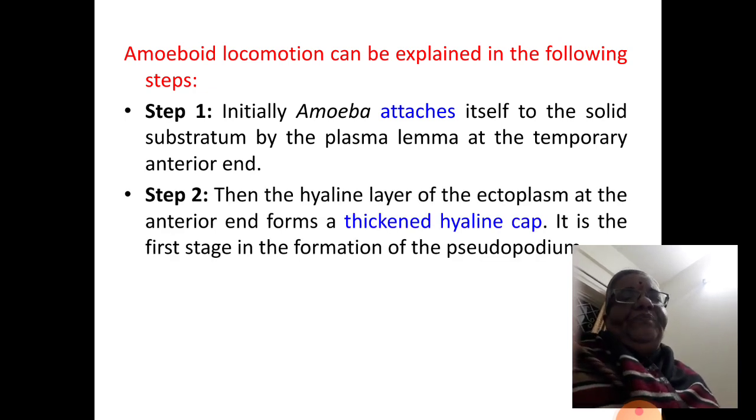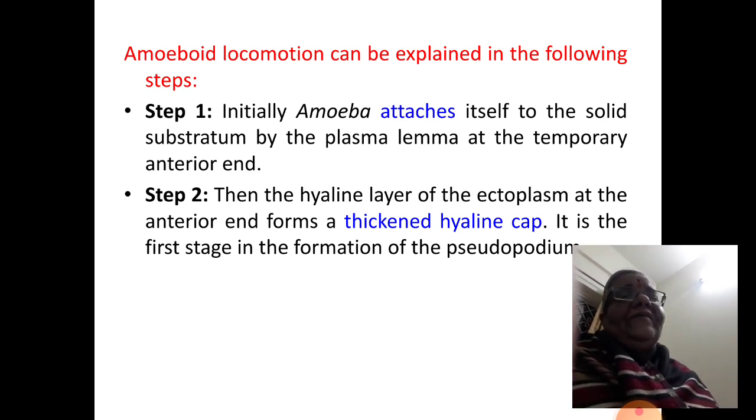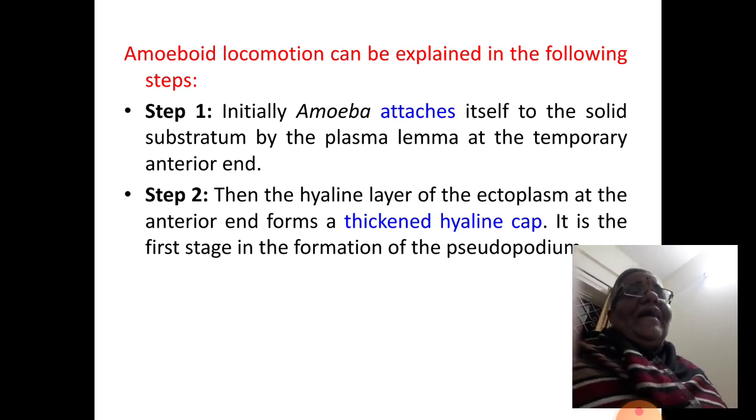Then step 2, the hyaline layer of the ectoplasm. I have told you there is ectoplasm and endoplasm, and in the ectoplasm there is a hyaline layer. What is this hyaline layer? It is a protein rich component. This hyaline layer of the ectoplasm at the anterior end forms a thickened hyaline cap. I'll show you in the diagram.